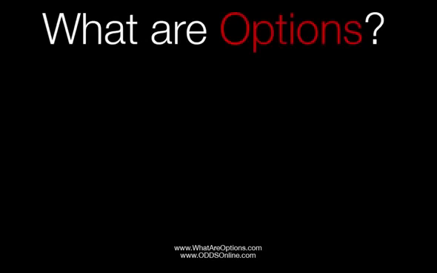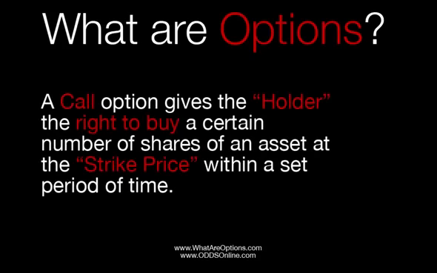The first option that most people get involved with is a call option. A call option gives the holder the right to buy a certain number of shares of an asset at the strike price within a set period of time. I think the reason most people try call options first is because they're most like a buy and hold strategy that most people are familiar with. It's okay if it doesn't sink in right now. We're going to go through some examples in a minute that should clear things up for you.